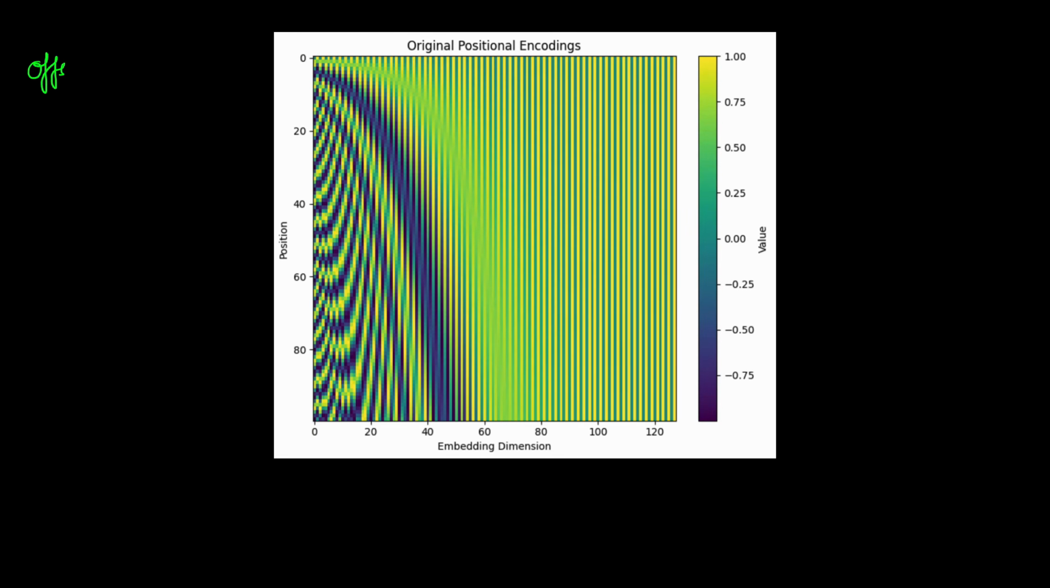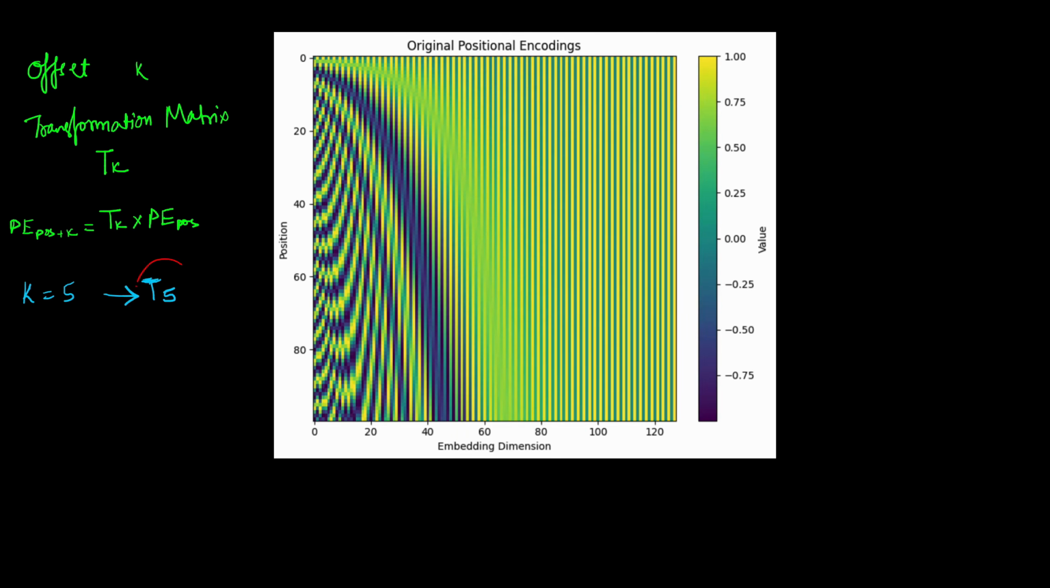The reason it is possible is because the way we have designed these sine and cosine waves has this interesting property that says that for any offset k, there lies a transformation matrix T of k, for which if we multiply T of k with any positional encoding, we will get the positional encoding of POS plus k. If I take k equal to 5, then I have some transformation matrix T of 5, which will allow me to travel at an offset of 5. If I multiply T of 5 with the position encoding of 0, I will get the position encoding of 5. If I multiply T of 5 with the position encoding of 1, I'll get the position encoding of 6 and so on.